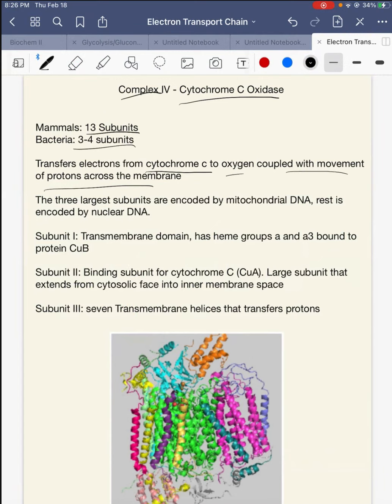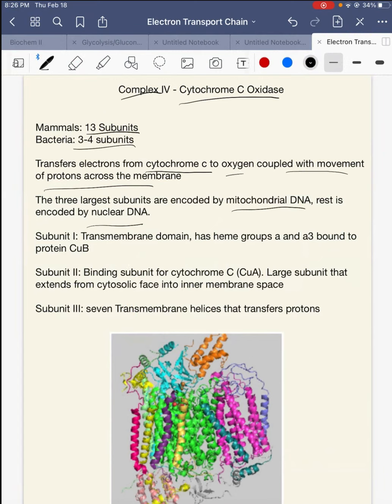Okay, the 3 largest subunits are encoded by mitochondrial DNA, and the rest are encoded by nuclear DNA. Nuclear DNA is what's inside the nucleus. Mitochondrial DNA, you get that from your mom. So you inherit that from your mom, and it's DNA inside the mitochondria, and it can actually code for a bunch of stuff. Okay, so the 3 largest subunits are subunit 1, subunit 2, and subunit 3. Subunit 1 is a transmembrane domain. That means it's in the membrane.